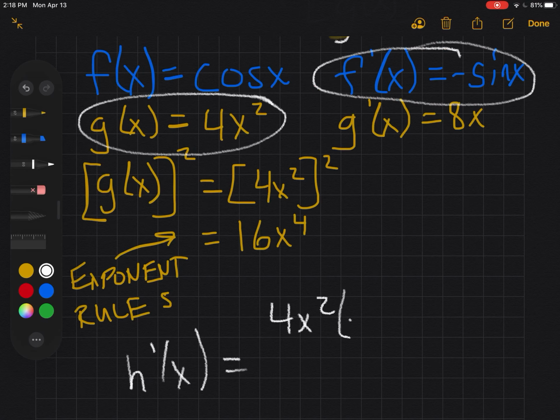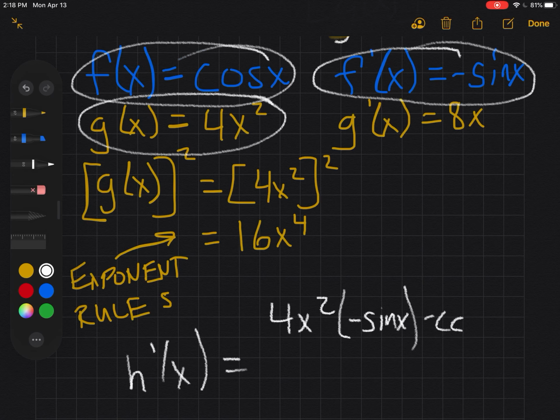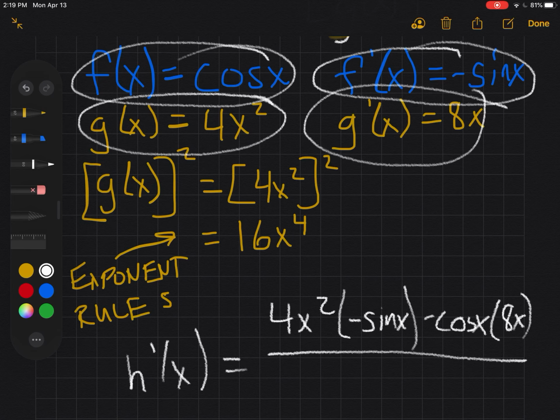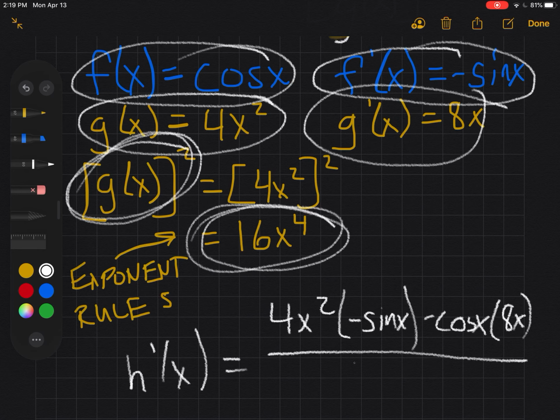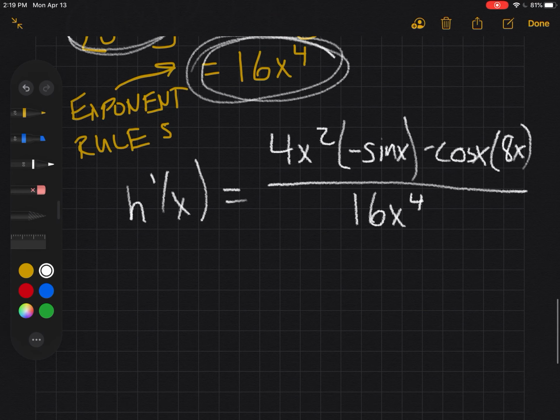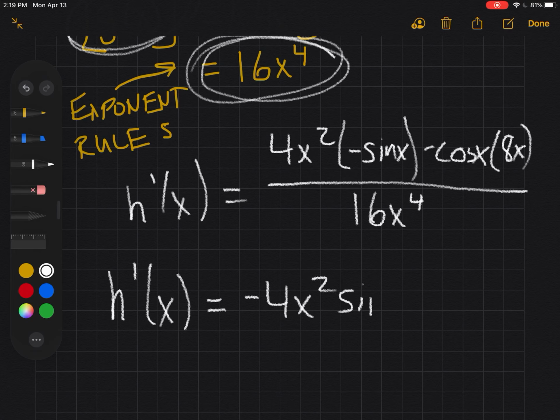So for our function, h prime of x is going to equal g of x, which is 4x squared, getting that from here, times f prime of x right here, which is negative sine x. Then I subtract that from my function f of x, which is cosine of x, times g prime of x, which is 8x. And then I divide all of that by g of x squared, which is 16x to the 4th. That's going to be my derivative.